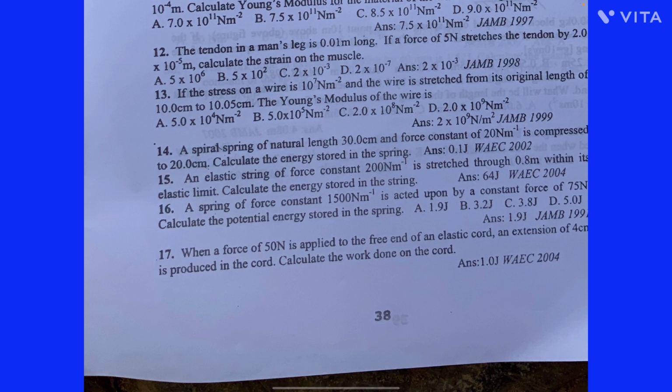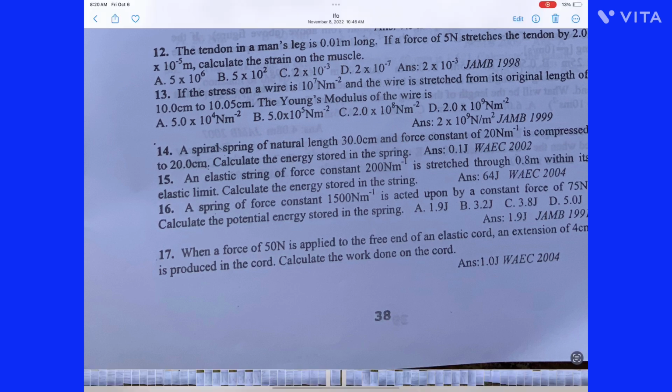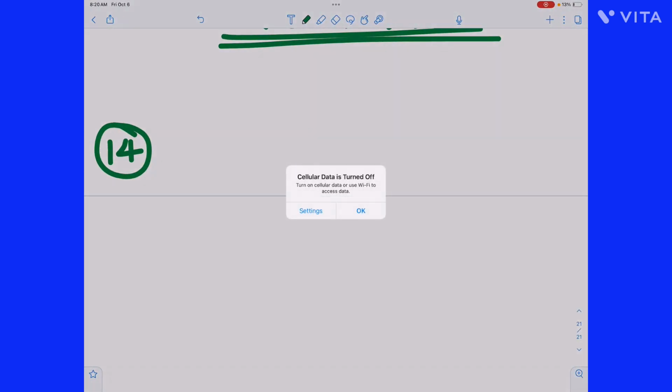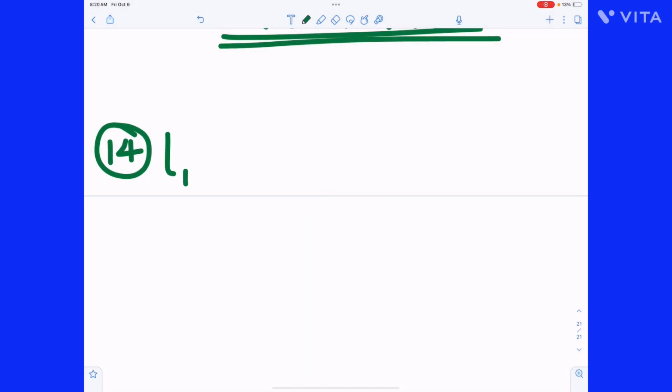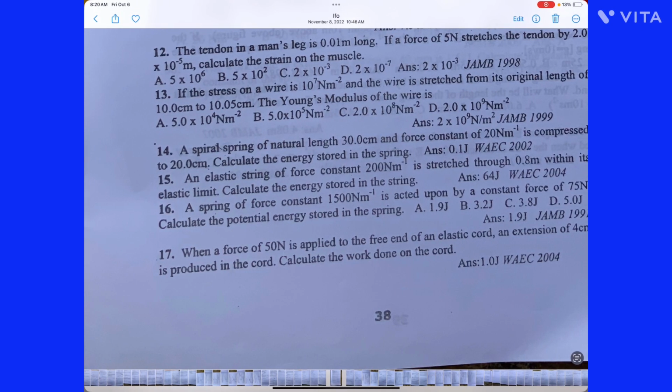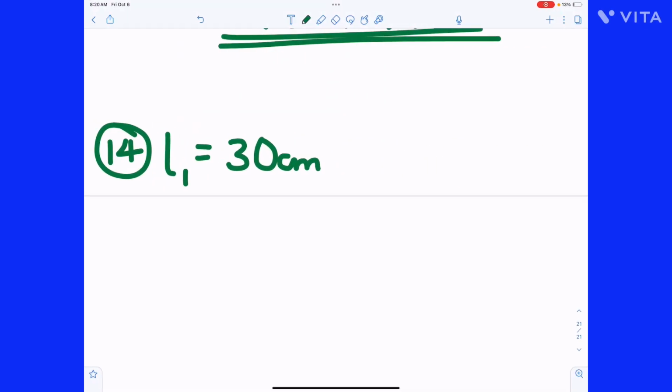Question 14 says, a spiral spring of natural length 30 centimeters. Spiral spring, natural length. Let's write that down. I'm just going to write L1. A spiral spring of natural length 30 centimeters and force constant 20 Newton per meter. Okay, force constant, that's K, 20 newtons per meter.